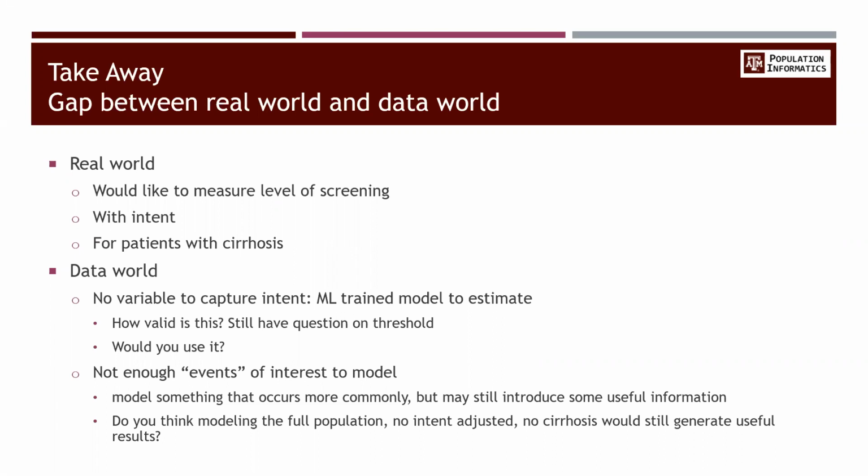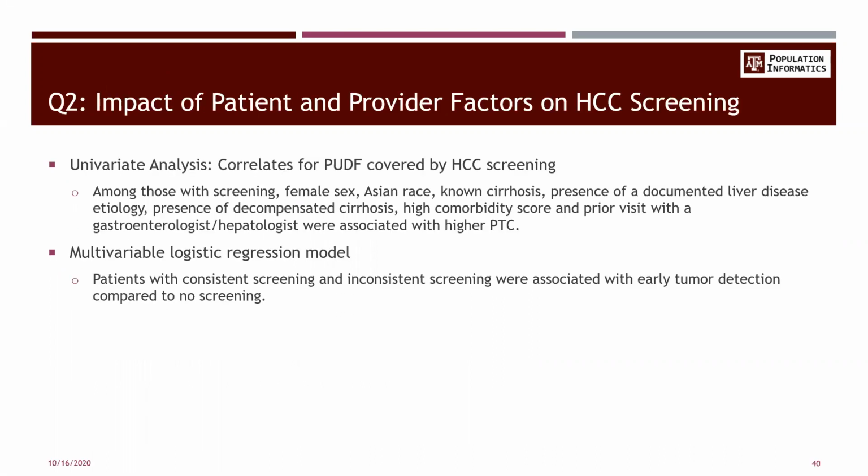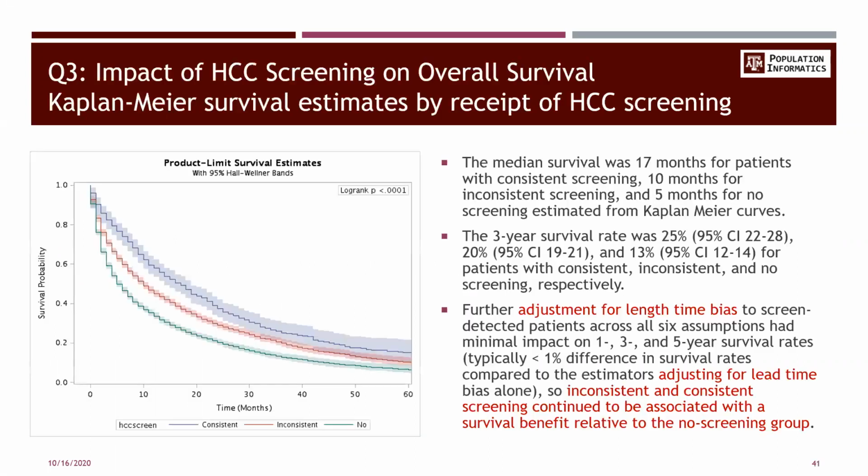The rest of this is going to go really quick, so I want to give you a flavor. All of this for what? Just so that I can do aim 2 and 3, right? Aim 2 is looking at impact factors for patients and providers. We did a univariate analysis and multivariate logistics. Actually, I wanted to go to aim 3 because this is it.